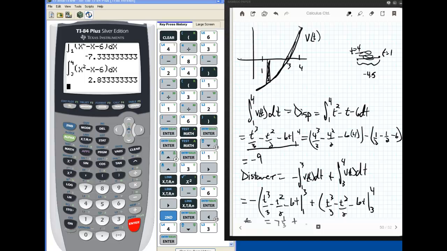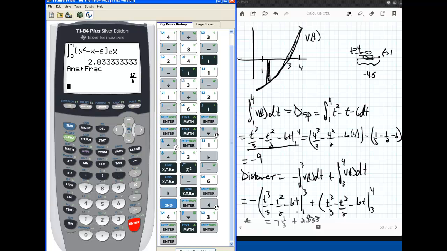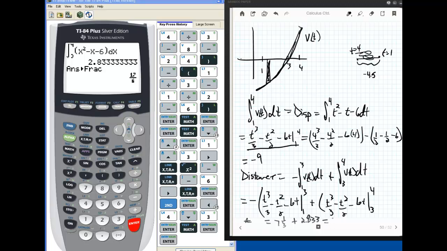And I'm going to add 2.833. Wait a second. I don't know what 2.833 is. I wonder if there's a way to turn this into a fraction, oh yeah, there is. And I just hit that. So look at that. That's 17/6. So let's see. 7 1/3 is 22/3, right? This is 22/3 plus 17/6. If I add that, I have common denominator 6. So what is that? 44 plus 17 is 61/6. And that is the total distance that it traveled in its meandering path.